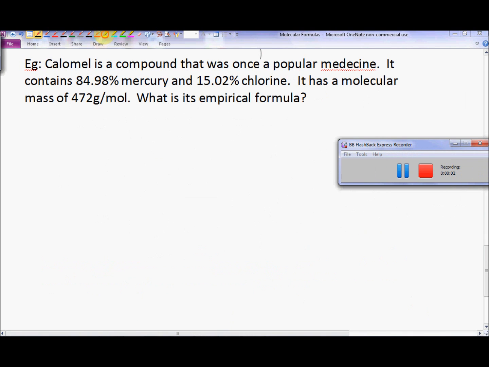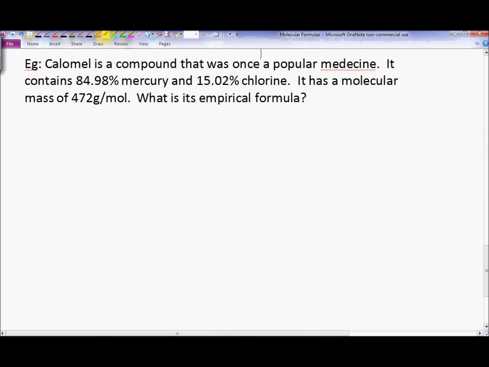Here's one last example of calculating molecular formulas so that you have some more experience with them. We're going to be talking about calomel, which is a compound that was once popular medicine. It contains 84.98% mercury and 15.02% chlorine. It has a molecular mass of 472 grams per mole. And they're asking us what is its molecular formula. We'll just change the question.